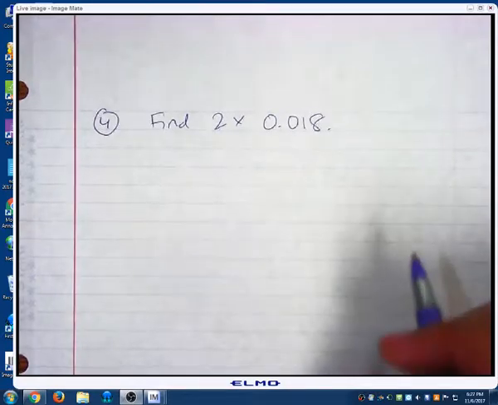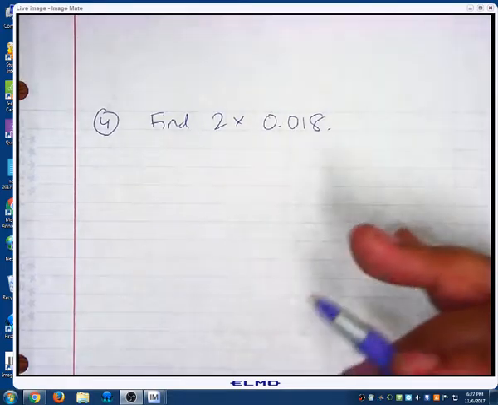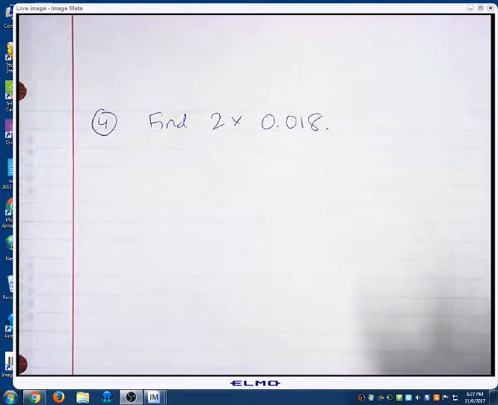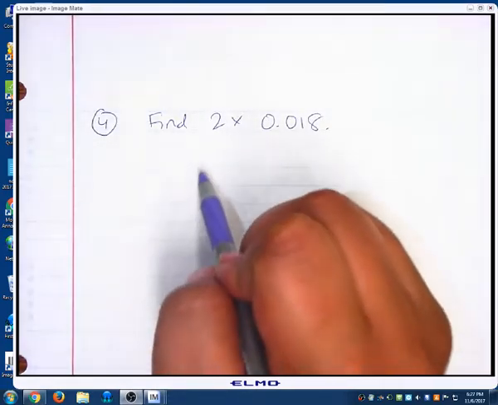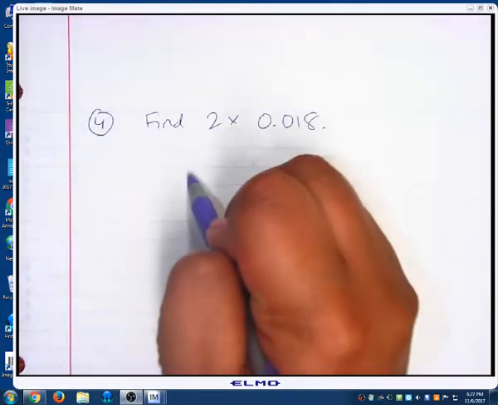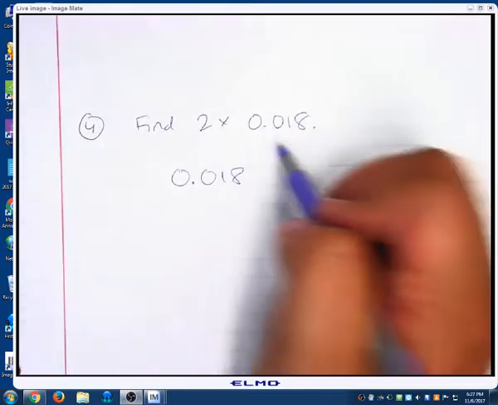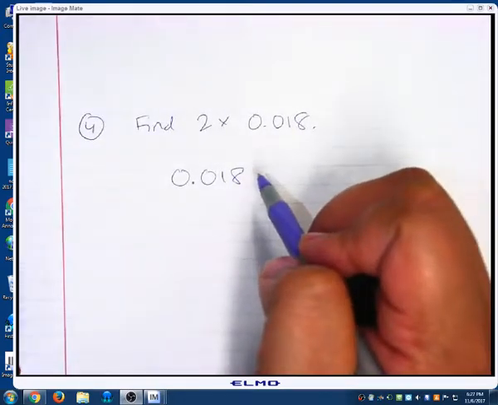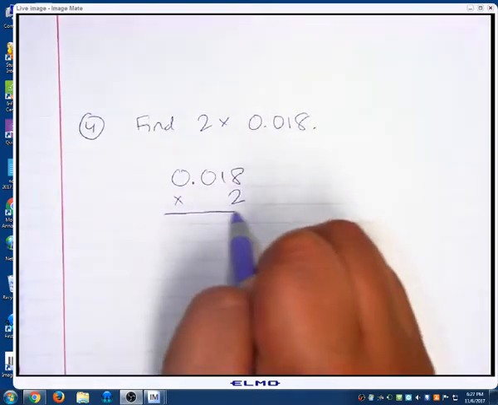So sometimes you have to do something called annexing zeros, which means you're just going to add zeros to kind of act like placeholders. So let's start off with this first one. It says find 2 times 0.018. So I'm going to start by writing my number with the most digits on the top, which is 0.018, and then times 2 on the bottom.